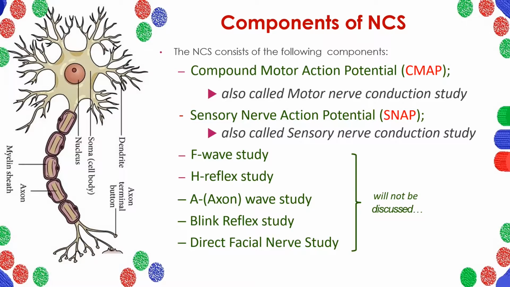Now these are some of the advanced aspects of nerve conduction studies. We will not be discussing them here because of the time limitation, but we will discuss nerve conduction velocity, which includes the compound motor action potential and sensory nerve action potential.